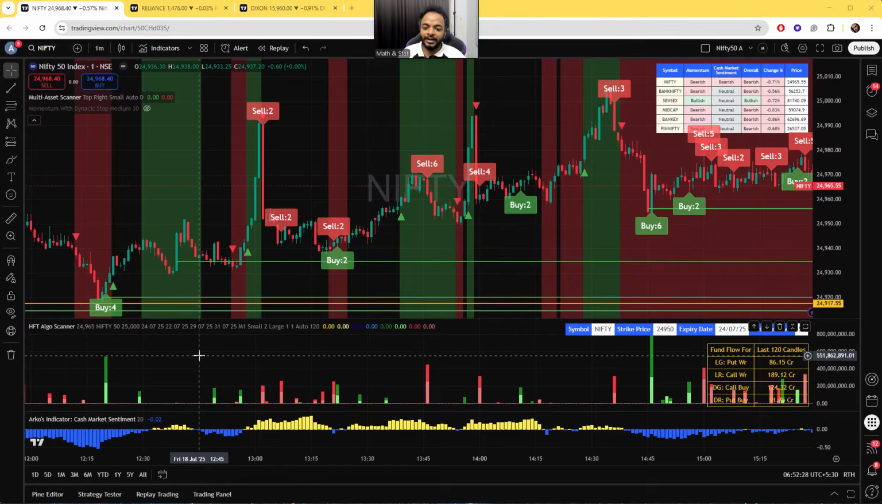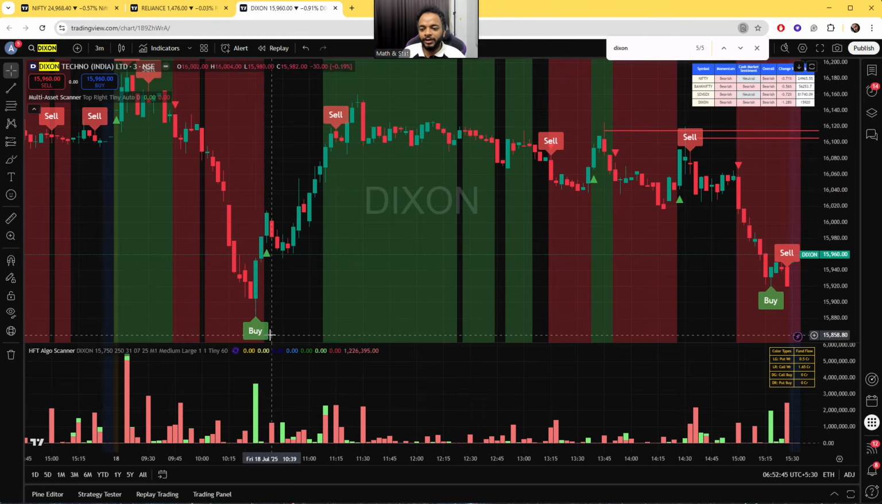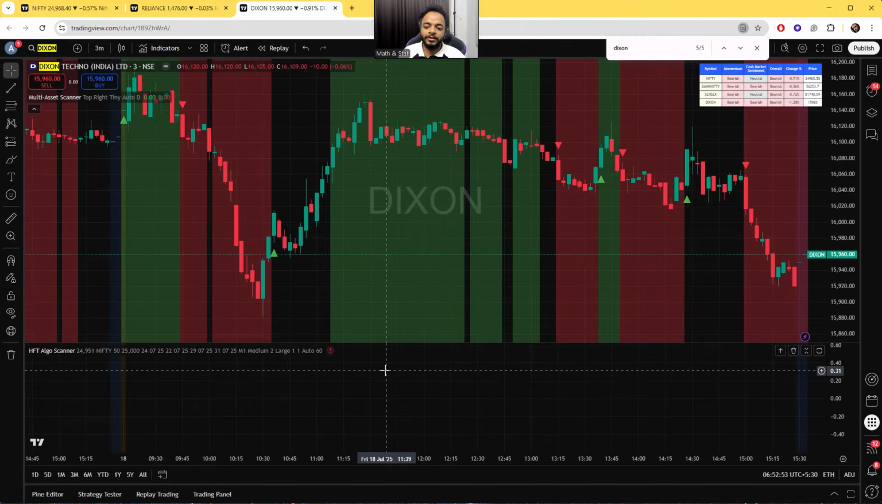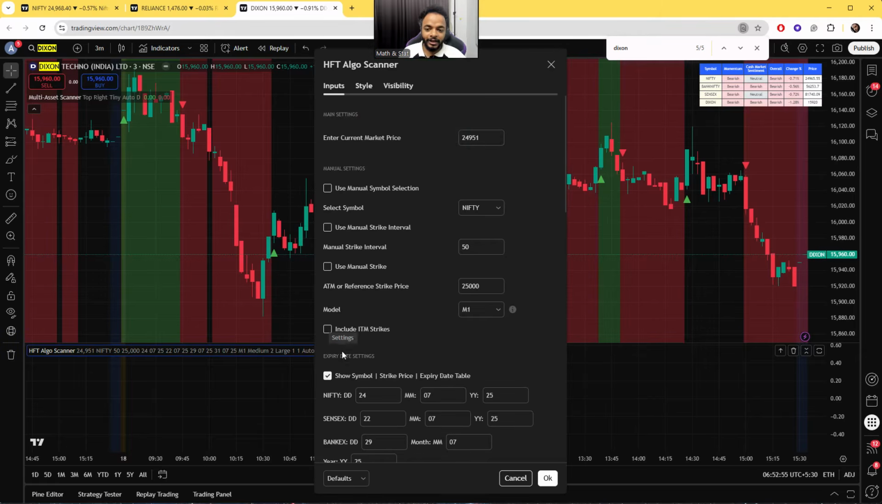The very first thing is, for those who are already using it and haven't updated it, you can reload your page, or you can delete it, go to the indicators and the invite-only section, and you will find it there and re-add it. Otherwise you will notice a circle symbol. You just have to click on it and click on update. Whichever chart you are updating, it will get updated there.